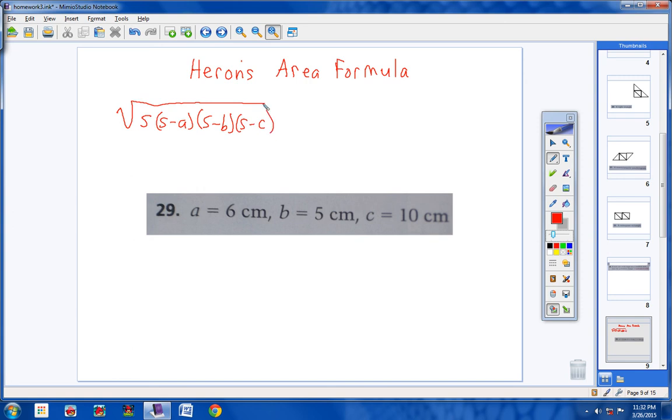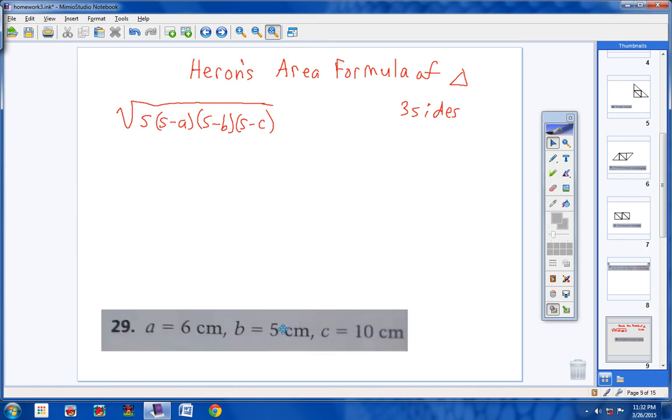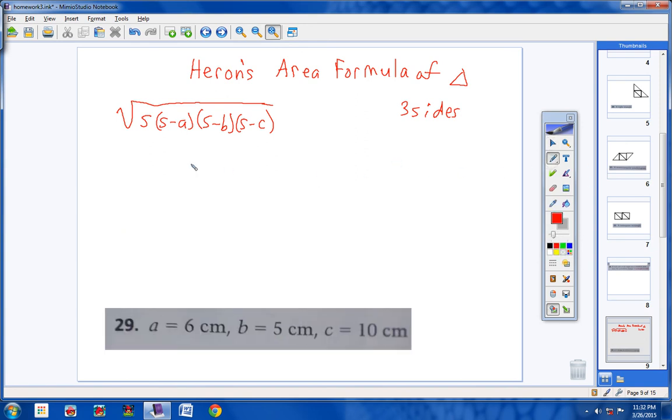In other words, with Heron's area formula of a triangle, all you have to know are the lengths of the three sides. You don't have to know the height of the triangle. Just know the length of the three sides, and you can find the area. Now, the only problem is we don't know what S is. But if you look in the directions, it also tells you what S is. S is 1/2 times the sum of A plus B plus C.